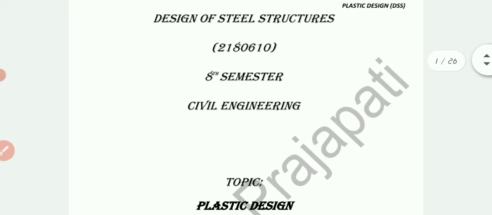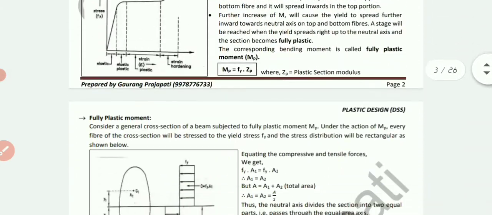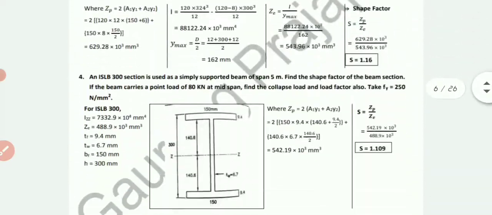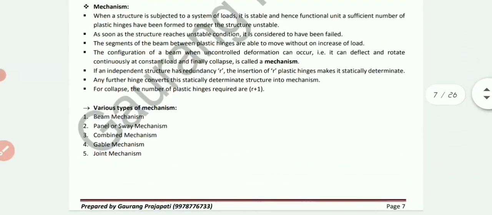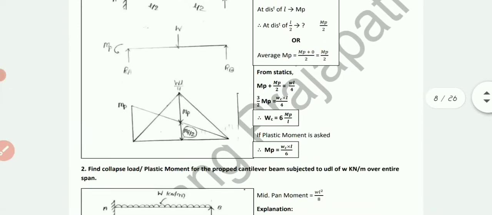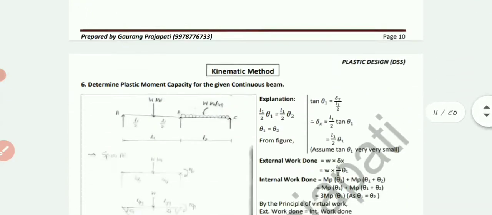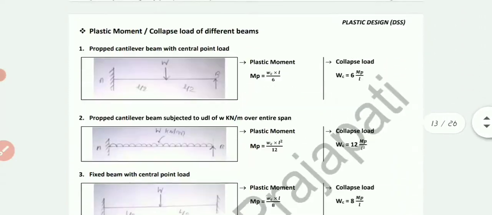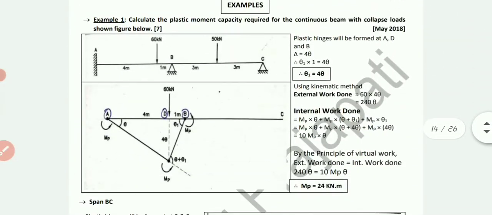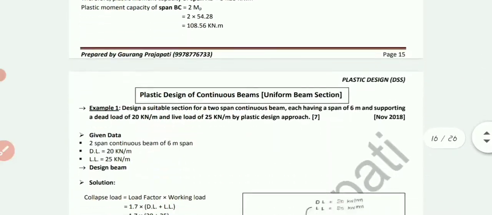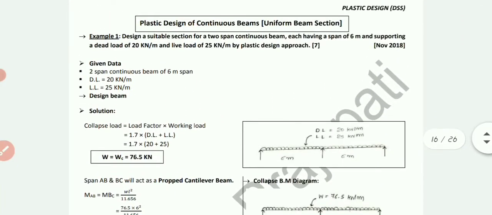Today we are going to cover the topic of the plastic design of the subject Design of Steel Structure, 8th sem civil engineering. In the previous video, we covered the theoretical portion as well as examples regarding shape factor, then derivation using the static method and kinematic method, then analysis of the beam using the kinematic method, and in the last video I covered the design of the beam.